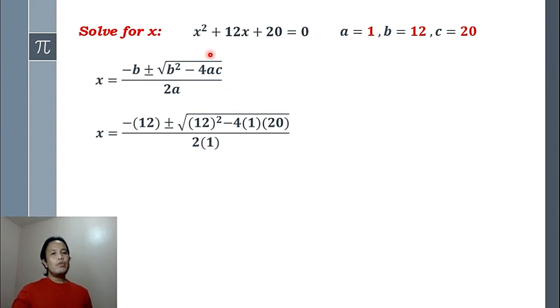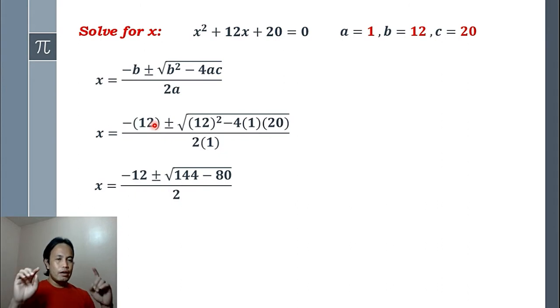Now, you have to remember that if a variable has no numerical coefficient, it is assumed to have a numerical coefficient of 1, the same as with our x squared here. So, even if there is no numerical coefficient written before the x squared, it is assumed to have 1 here. That's why we have a equals 1. So, after substituting these values to the formula, we will now simplify.